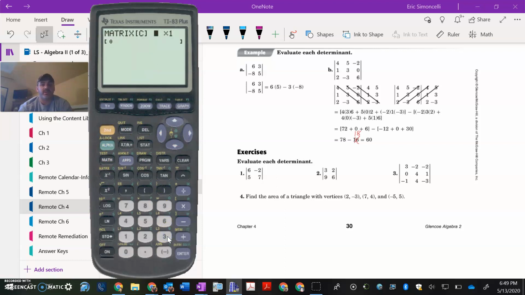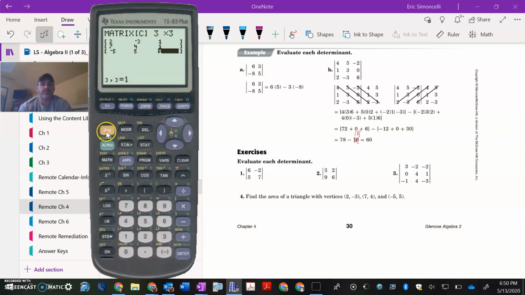And we're going to type in our 3 by 3. Every time you find the area of a triangle using this particular approach, you're going to type it in as a 3 by 3 with the ordered pairs as you see: 2, negative 3. The third column will always be 1. So 2, negative 3, 1, 7, 4, 1. And then lastly, negative 5, 5, and then again 1.